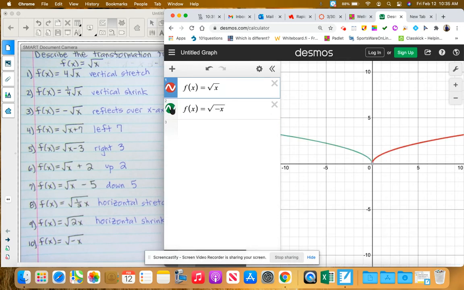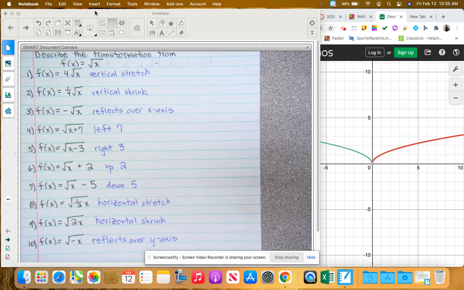So the last one that we have, let's take a look and see if I have a negative on the inside. So this negative on the inside is a reflection across the y-axis. So the red one is my parent graph. I pop the green one in. It is a reflection over the y-axis. So these are all of my reflection rules.